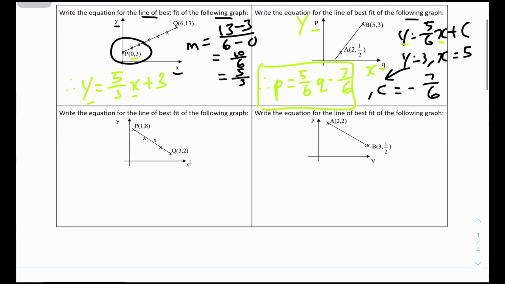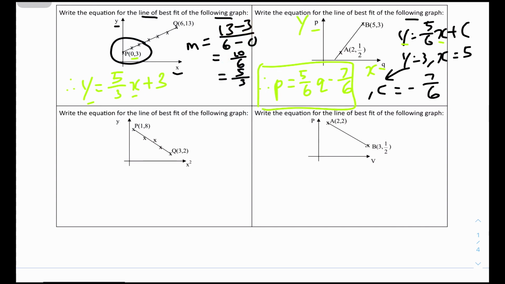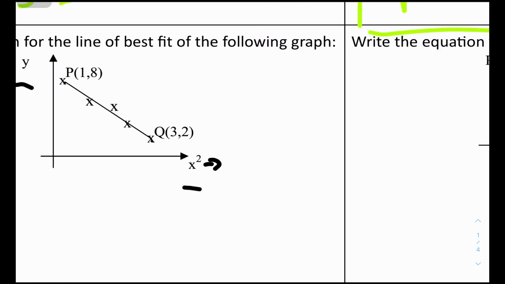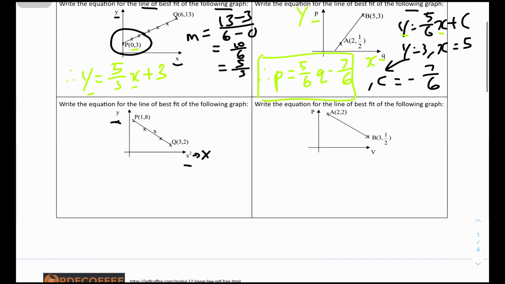Number 3, write the equation for the line of best fit for the following graph. We have p and q, and y plotted against x squared. So let's substitute this x squared by the big X from linear law that we learned. So this would be the big Y. So find the gradient. It's a negative gradient because it's a negative graph.